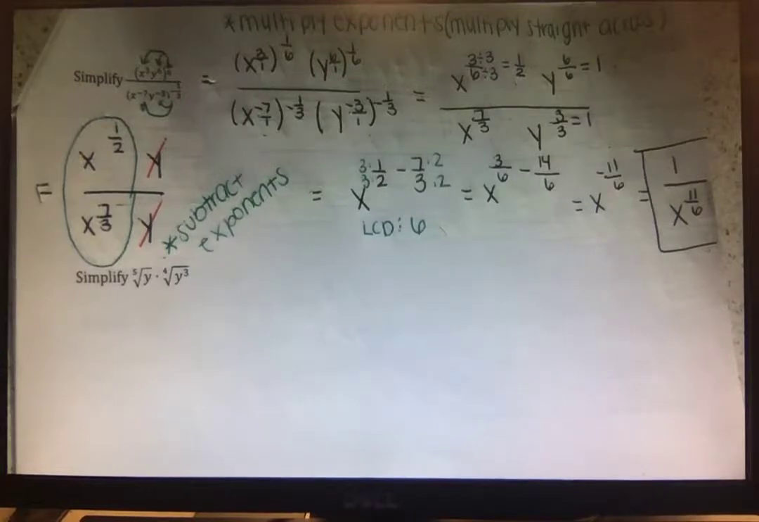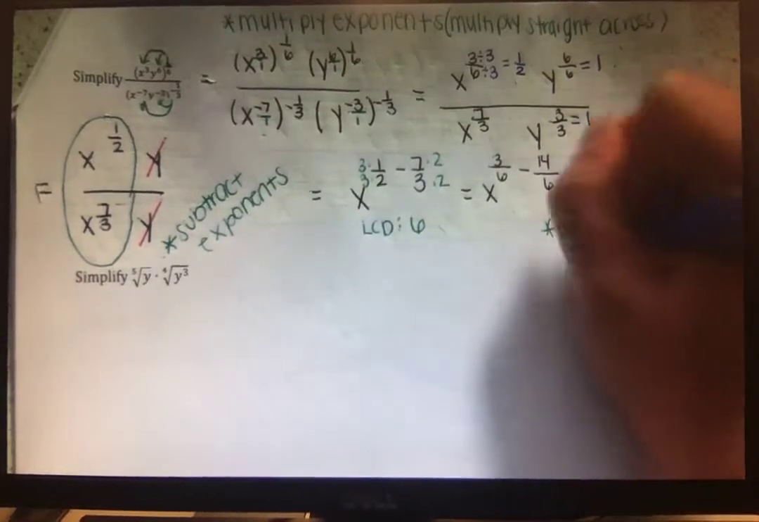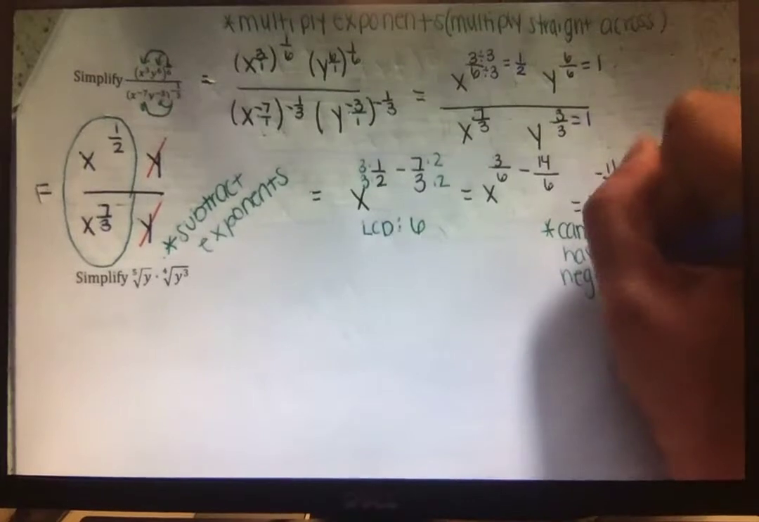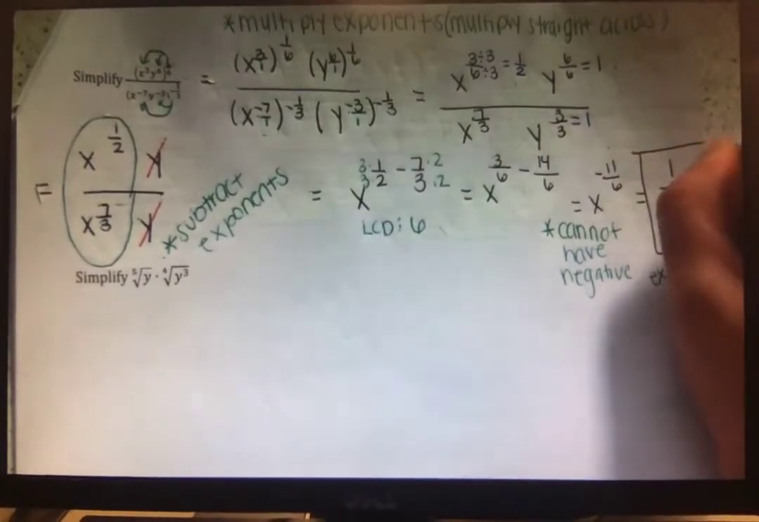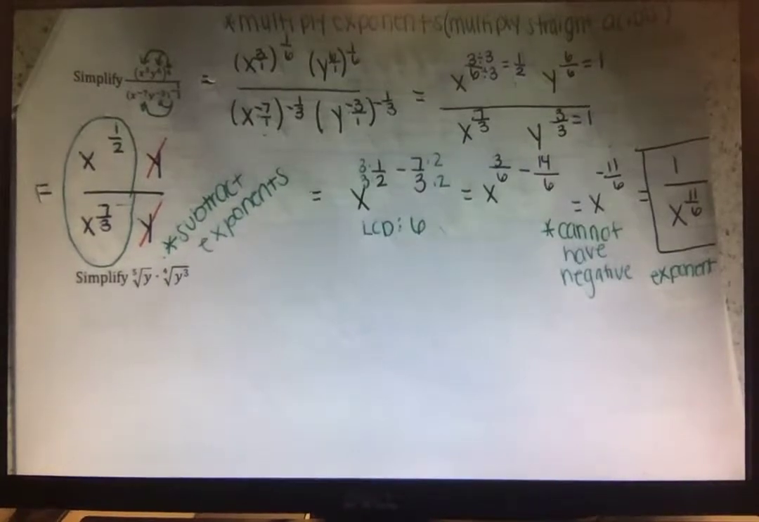So note, we cannot have negative exponents. So that's our final answer for that first problem.